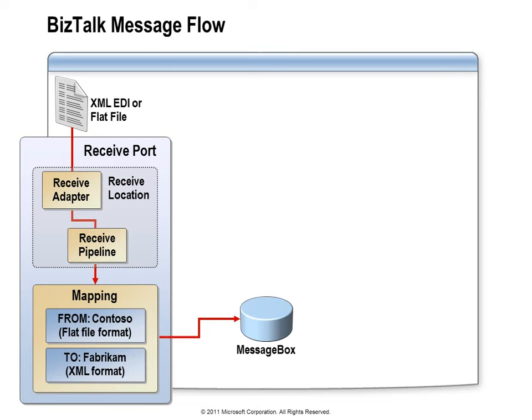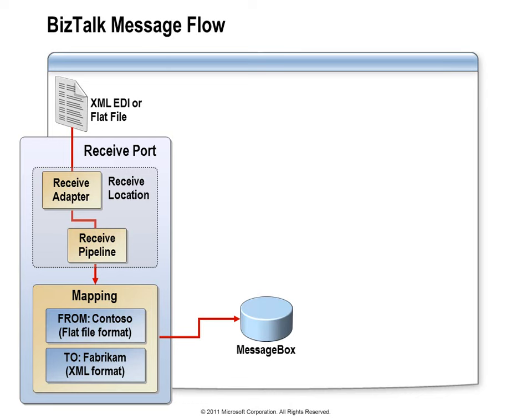So by configuring a receive port with multiple receive locations and a collection of maps, we can receive purchase orders from many different locations over many different protocols and in many different formats. And our receive port can take all of those and publish all of those various purchase orders into messages of a single consistent format into the message box. So there's a lot that can happen within a receive port.